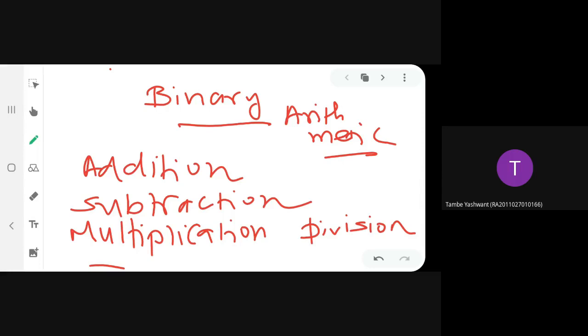Apart from this, some advanced numbering systems are also there. Today we'll be discussing one more code, that is 8421 code, binary coded decimal. Before that, we'll do some binary arithmetic operations. Arithmetic involves four different operations. So what are the four arithmetic operations? Addition, subtraction, multiplication, and division.